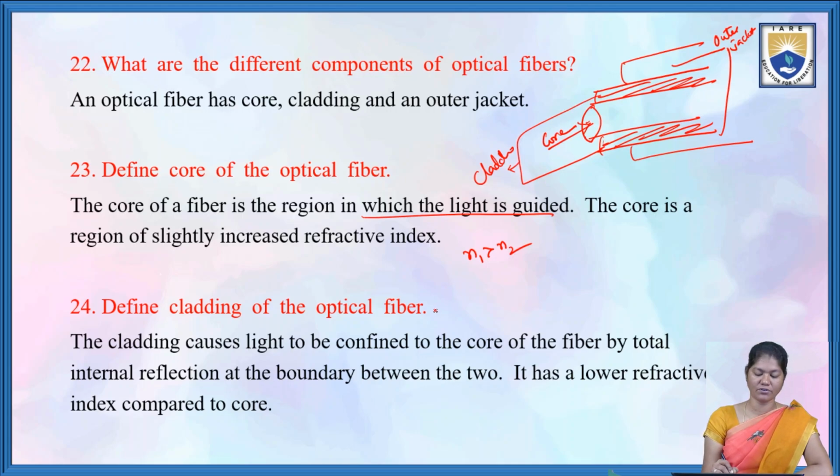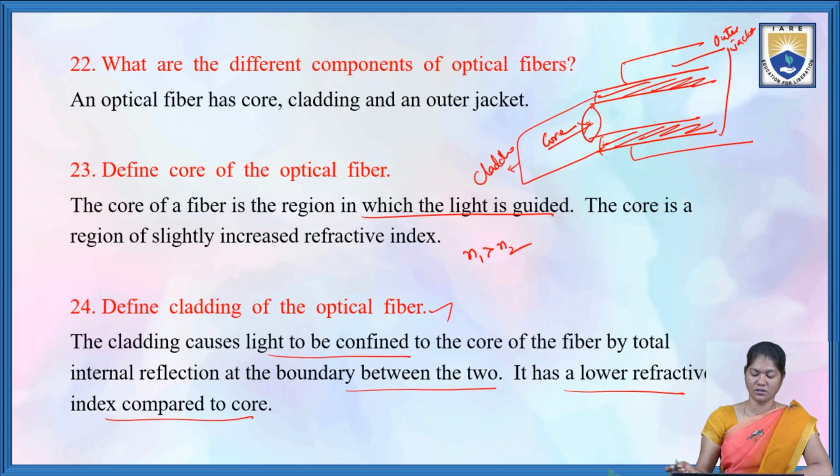Define cladding of the optical fiber. The cladding causes light to be confined to the core of the fiber by total internal reflection at the boundary between the two surfaces. It has a lower refractive index compared to the core.